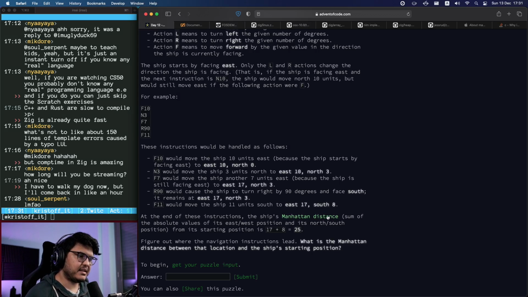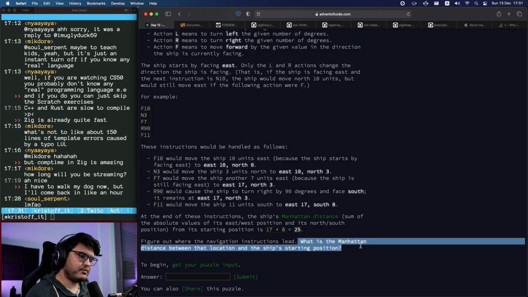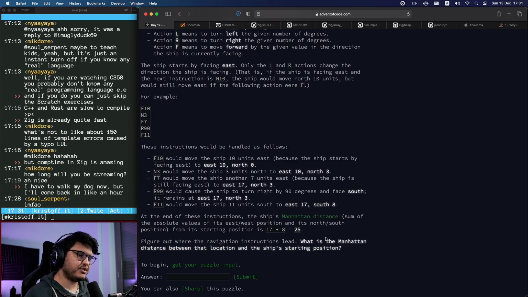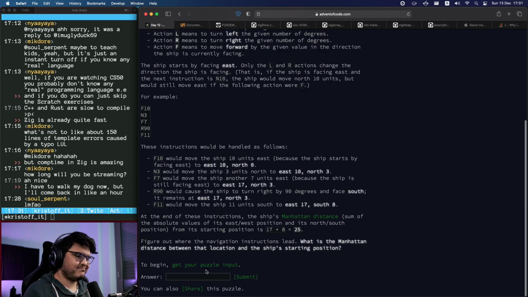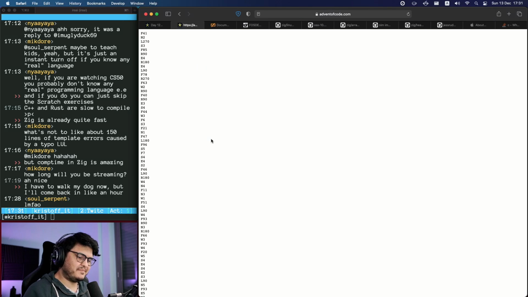Okay, and then Manhattan distance, so we count the slots because it's a grid, and that's the total distance, 25, that we traveled. Figure out where the navigation instructions lead. What is the Manhattan distance between that location and the ship's starting position? Okay, oof. Let's see, is this hard? I have no idea. This doesn't seem hard, honestly. Last famous words, huh?